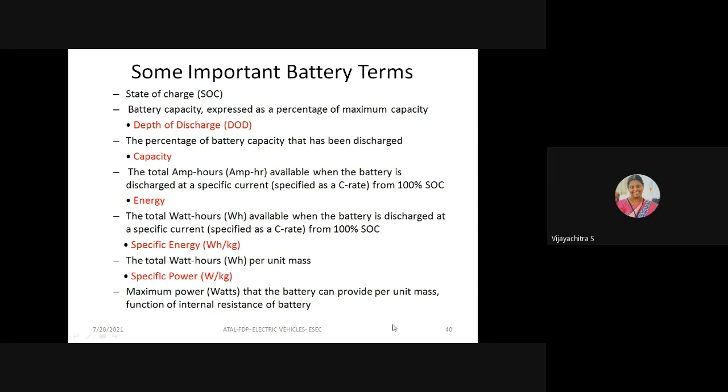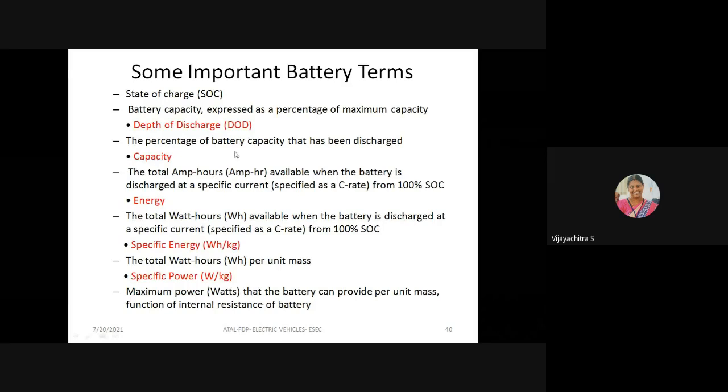Before getting into the usage, let us go through some terminologies. All these are very important when we choose a type of battery. First one is state of charge, SOC. Battery capacity is expressed as a percentage of maximum capacity, which is otherwise called depth of discharge. People from an electrical or mechanical background, when using this kind of battery, have to ensure all these terminologies, more than IT persons do. So this is called depth of discharge. DOD must be defined.